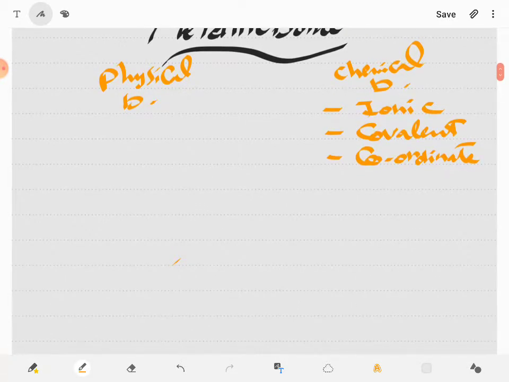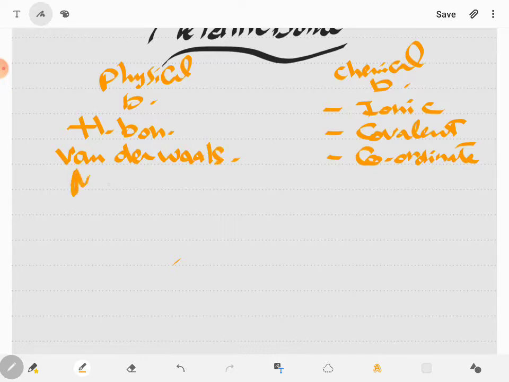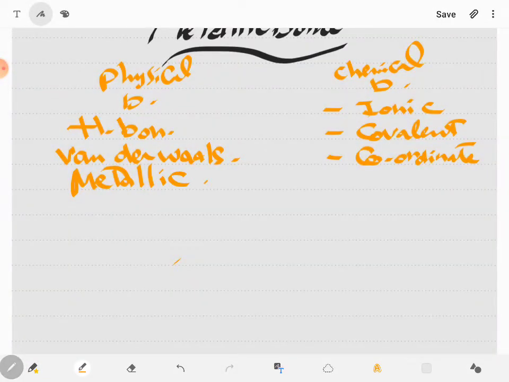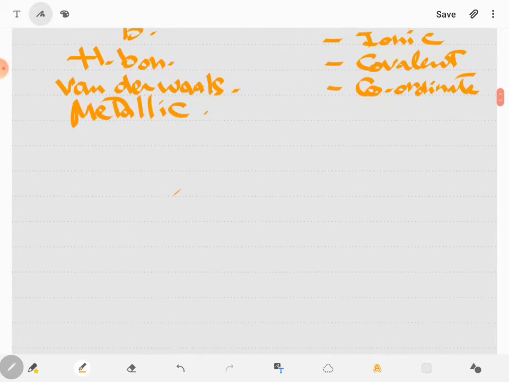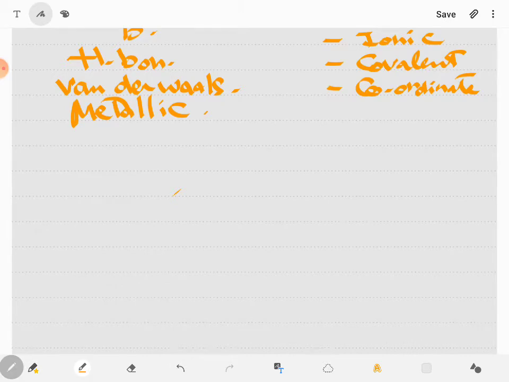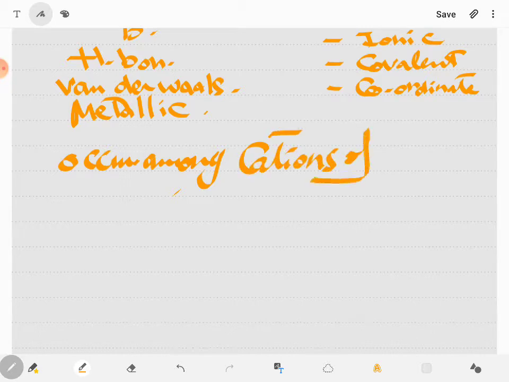Okay, physical bonds, there are three types. We have hydrogen bond. We also have van der Waals. And this one, metallic, we'll talk about today. Metallic, from the name of it, occurs among cations of metal.